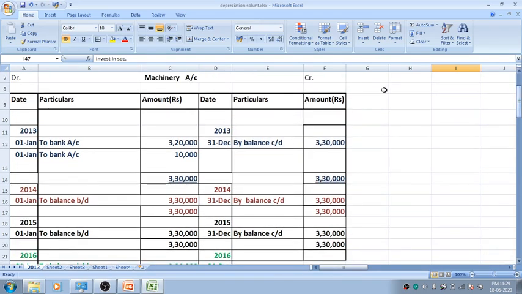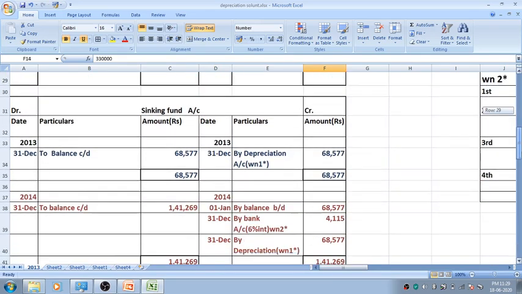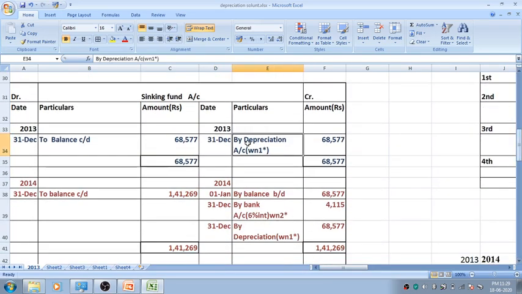When we close the account, it is just writing the balance carried down. In the debit side we have 3,30,000. So on the last date of the year, 31st December, by balance carried down 3 lakh 30 and tally the account. So this closes your machinery. Then comes the closure of sinking fund. We have the journal entry on the credit side, so we will take the balance on the debit side and close it. To balance carried down 68,577.